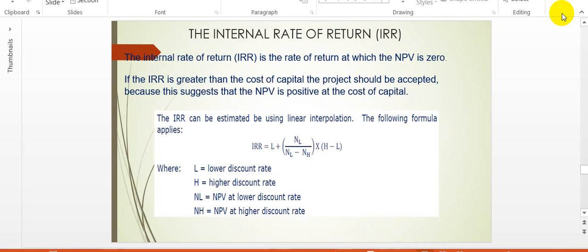The next project appraisal technique we are going to look at is the internal rate of return, popularly known as the IRR. So the IRR, or the internal rate of return, is the rate of return at which the NPV is zero. Meaning that once you've computed the IRR and you discount the cash flows which resulted into that IRR, you're going to get an NPV of zero.